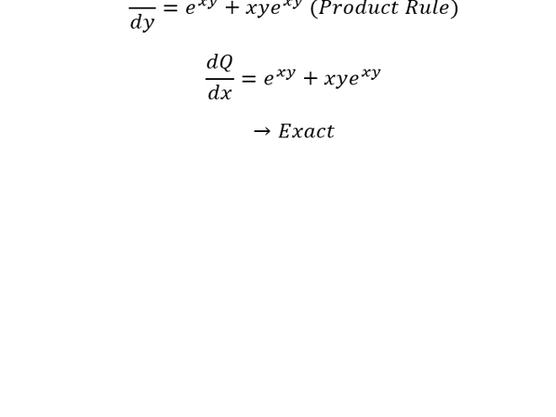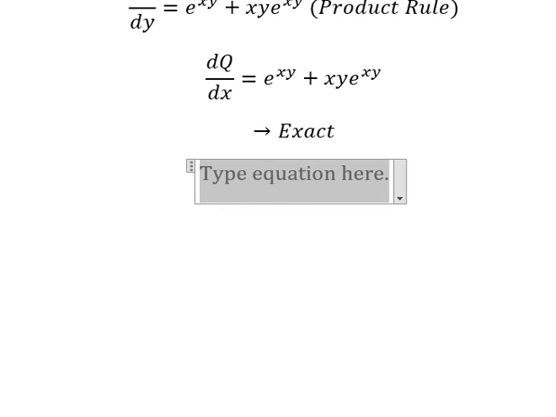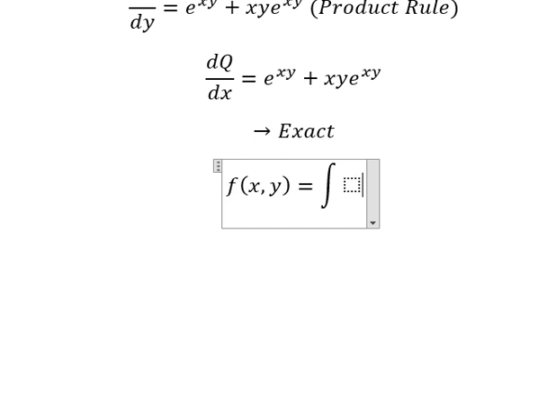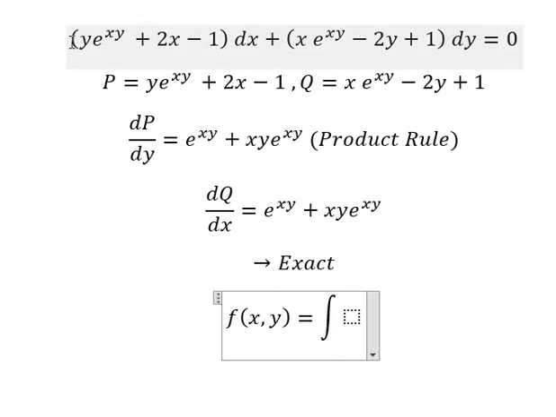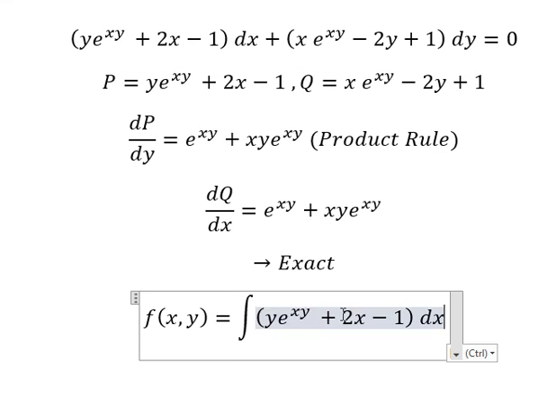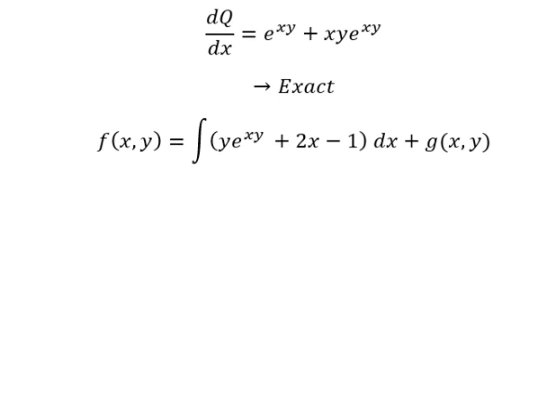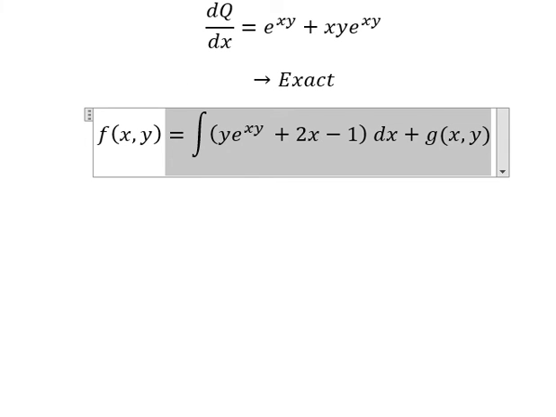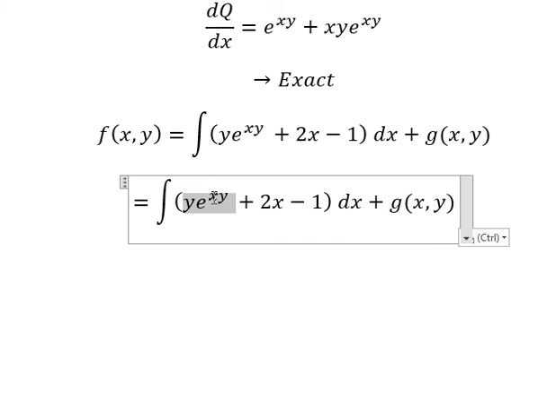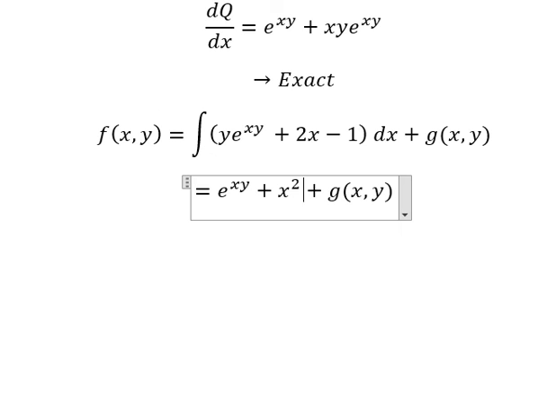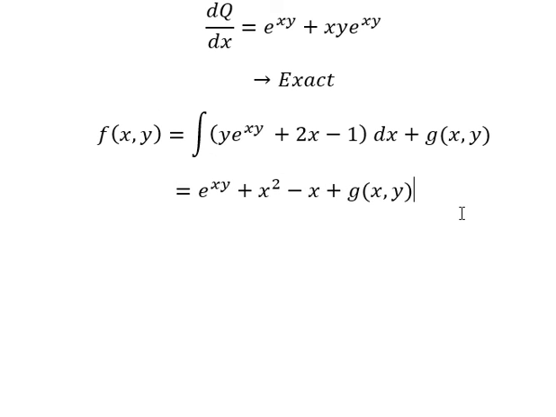Now we need to set up about the function f(x,y) equals to the integration. So I will select about this one plus xy. So the integration of this one, we have e to the power of xy. The integration of 2x, we have x squared, and negative number 1, that is about negative x.